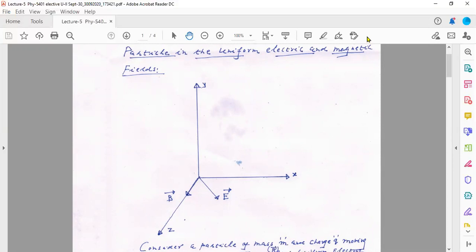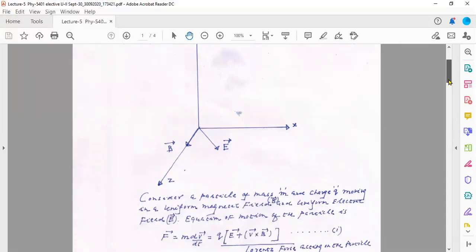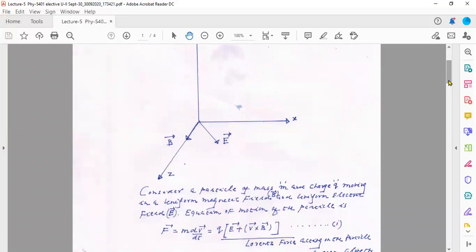Today, we will discuss the motion of a particle in uniform electric as well as magnetic field. So we have a combined field, and we want to understand the motion of a charged particle in the combined field. So let us consider a Cartesian coordinate system and consider a particle of mass m and charge q moving in a uniform magnetic field B and uniform electric field E.